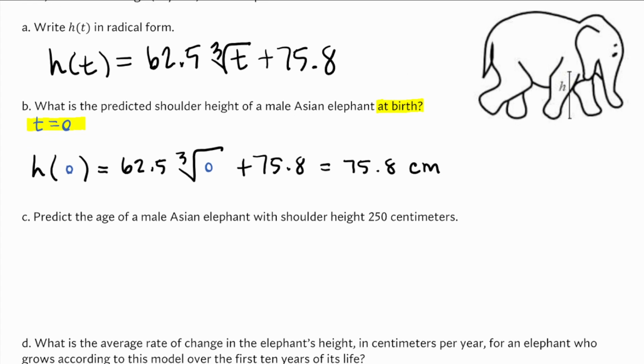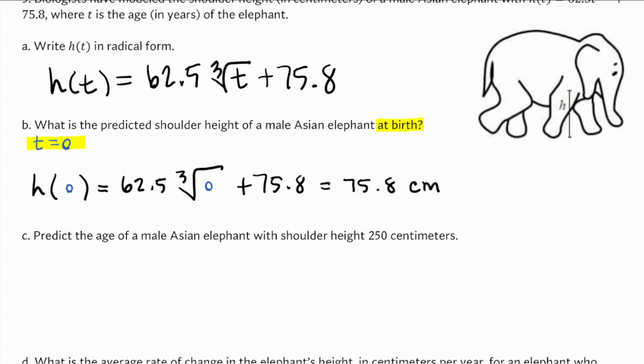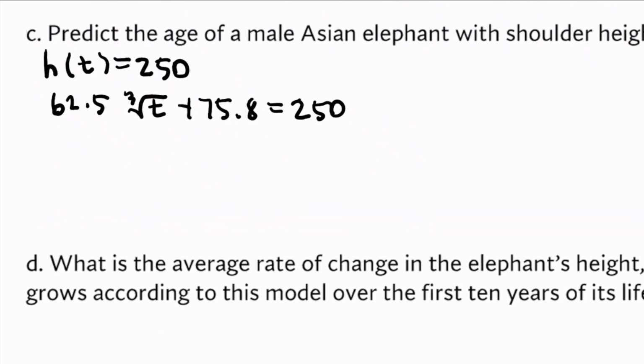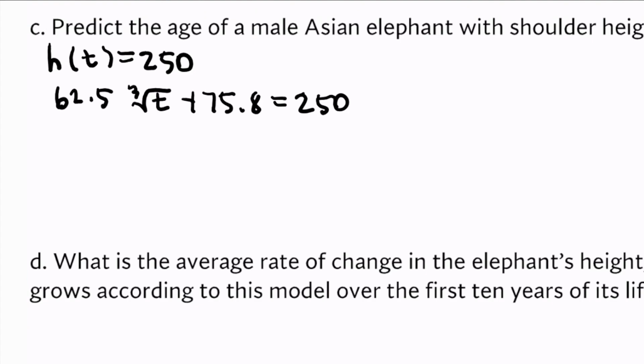Okay, predict the age of a male Asian elephant with a shoulder height of 250. So if h is equal to 250, that means that 62.5 times the cube root of t plus 75.8 is equal to 250. I don't know if I would say this requires a calculator. I'm just going to solve for an exact value, and you probably won't like what it looks like. If you want to get a better idea, you can use a calculator for this one.